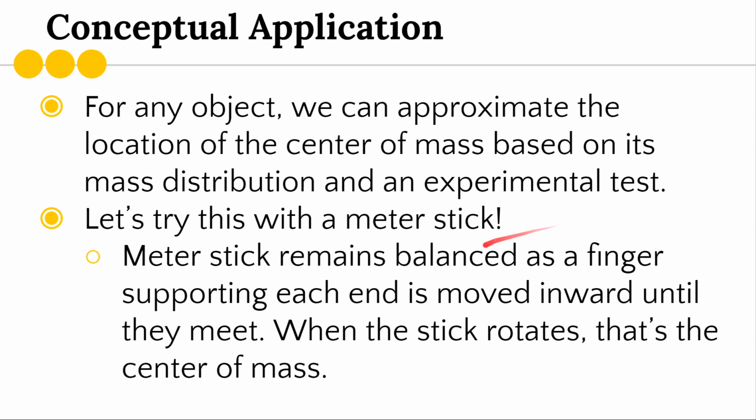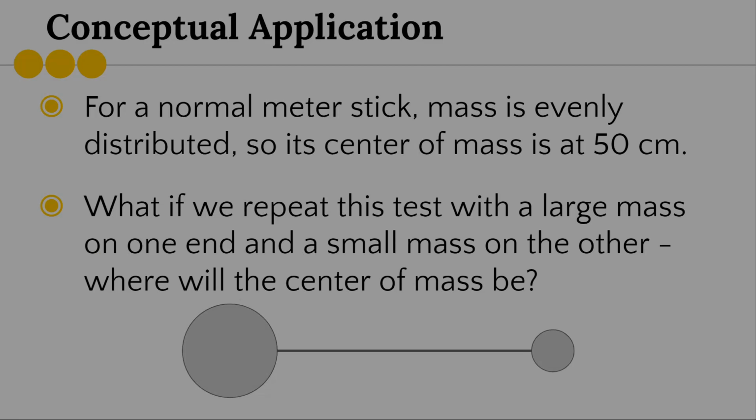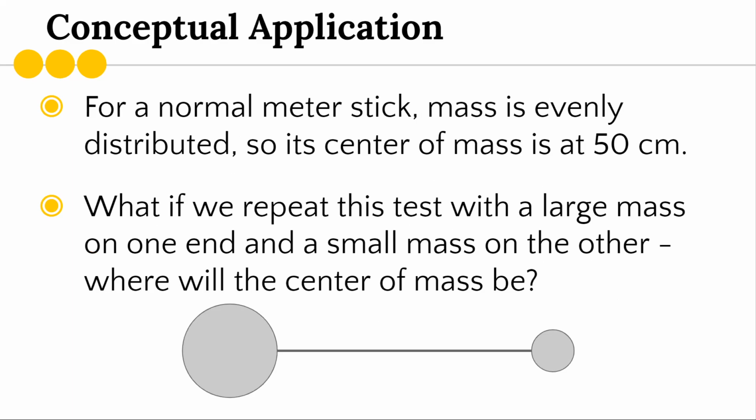Okay. So again, it's not necessarily at the midpoint if the mass distribution is not equal. But again, that's how we're going to be looking at it, conceptually more so than mathematically. So for a normal meter stick, the mass is evenly distributed, so the center of mass is at 50 centimeters.